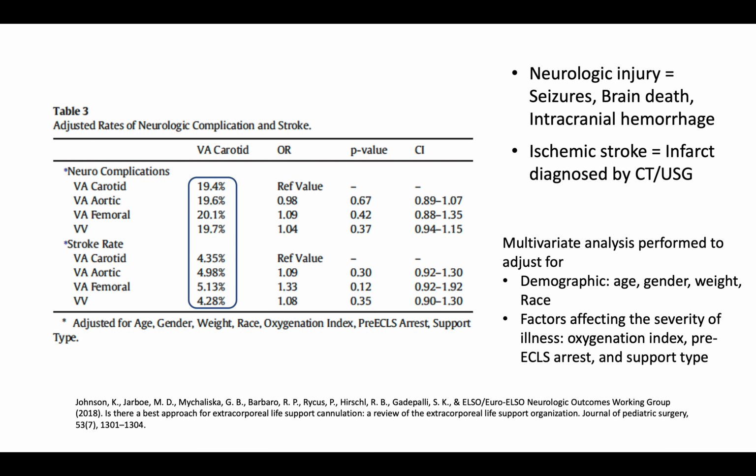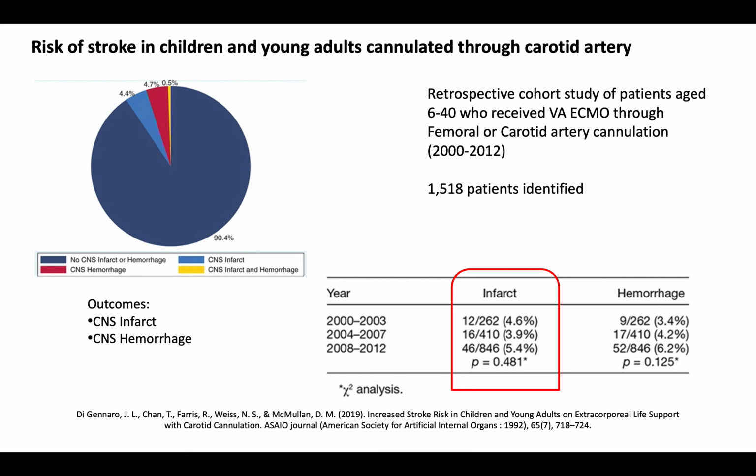Their main outcome measure was a composite of seizure or brain death or ICH, which they termed as neurological injury. They also looked at the ischemic stroke rate. As can be seen from the table, when controlled for other factors which may influence these outcomes, such as age, indication, and severity of illness, the cannula site did not matter.